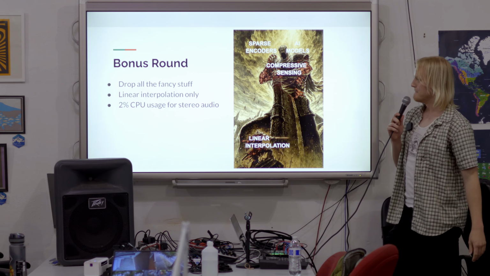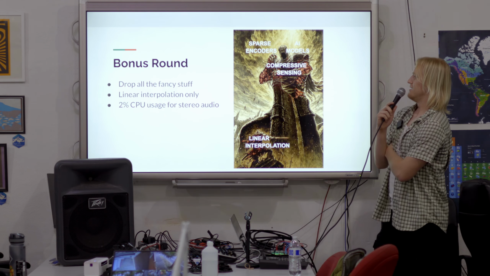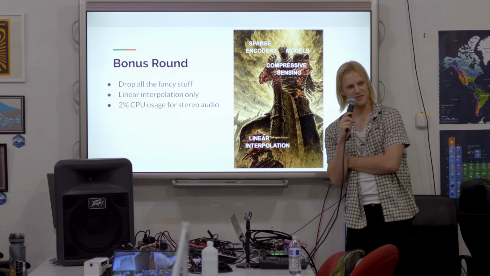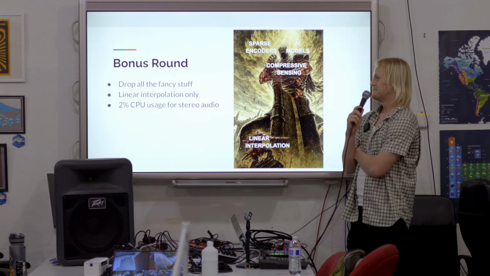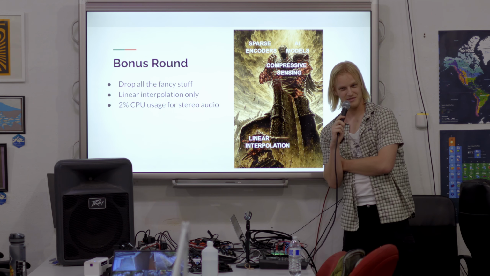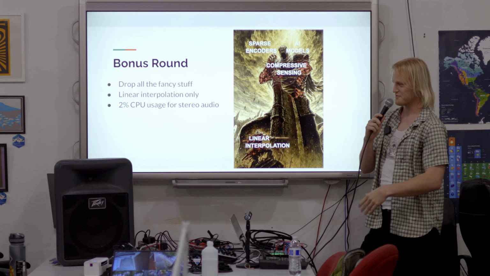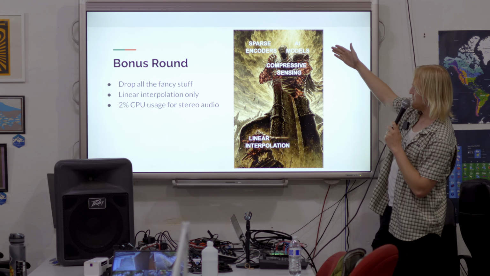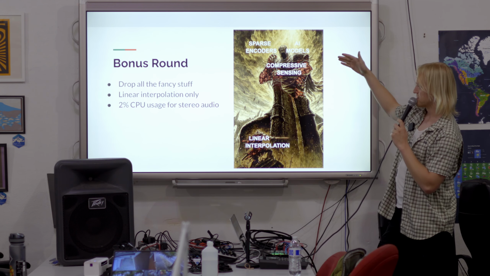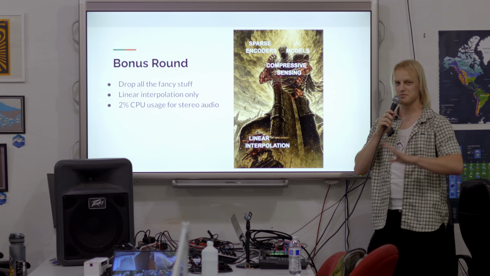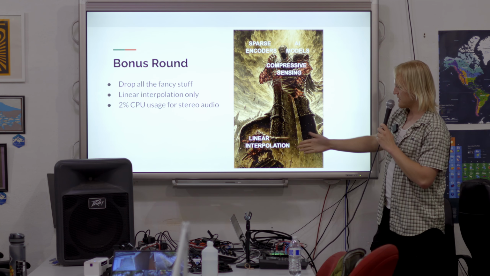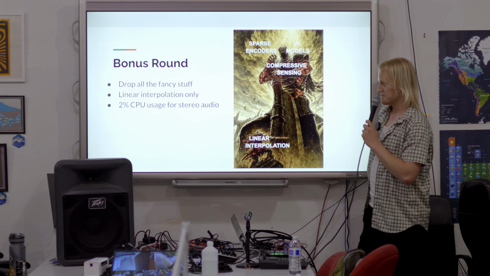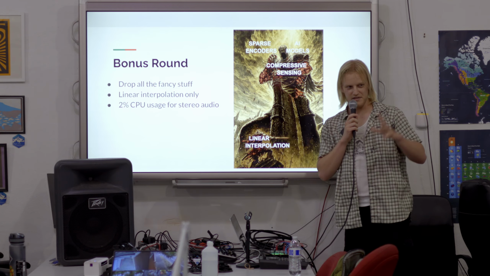So bonus round. What if we just got rid of everything and just used linear interpolation the entire way through? Would the algorithm still work? Yes, it does. It sounds like there's maybe a little more aliasing because your frequency suppression is not as good. But when we look at who our opponent is, we have AI models, sparse autoencoders, compressive sensing, statistical craziness, all this stuff. And we have humble linear interpolation. It's very cheap.